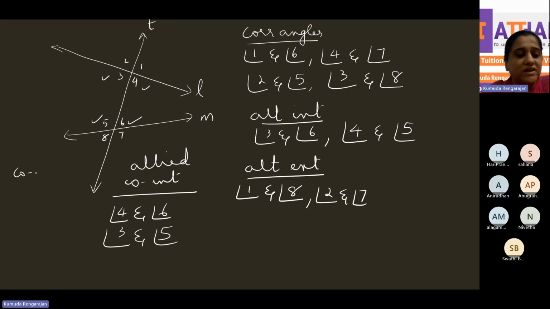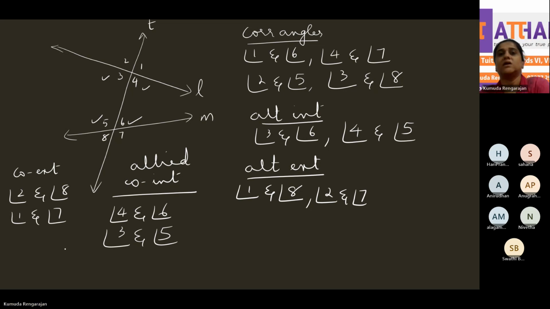Now talking about co-exterior angles, you can guess co-exterior angles. Angle 2 and angle 8. Then angle 1 and angle 7. So these are the different relations we find when two lines are intersected by a transversal. We have corresponding angles, alternate interior angles, alternate exterior angles, allied angles, also called co-interior angles, and co-exterior angles. Now all these angles are formed, that's all.